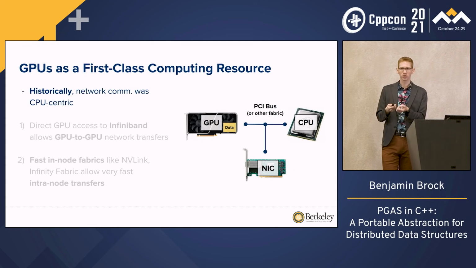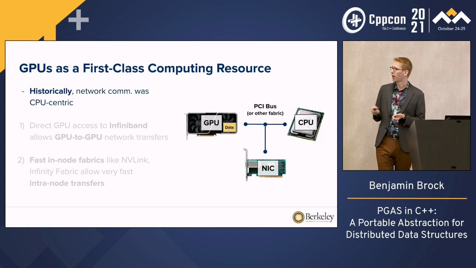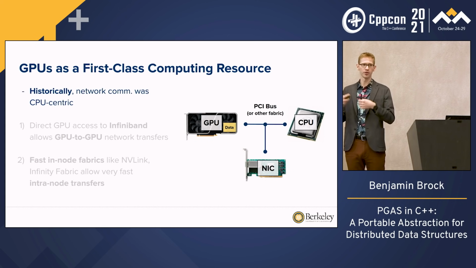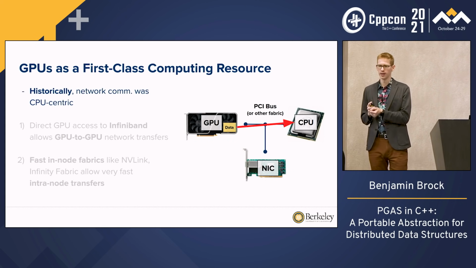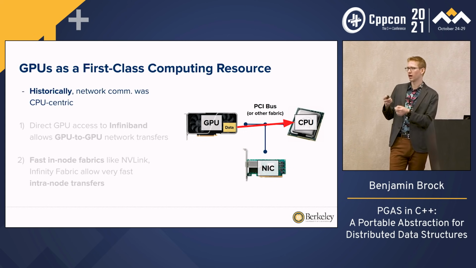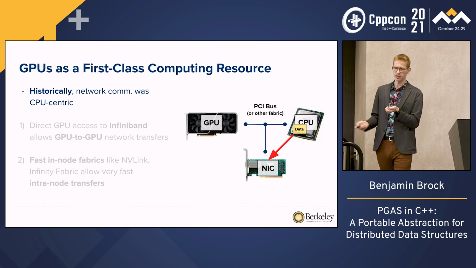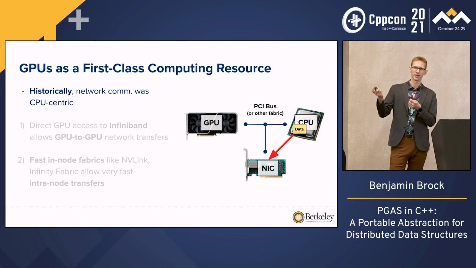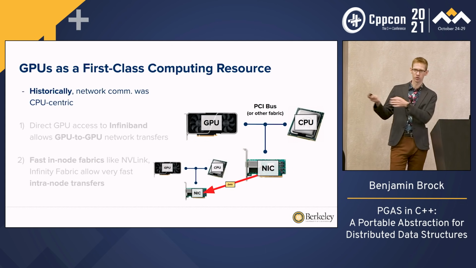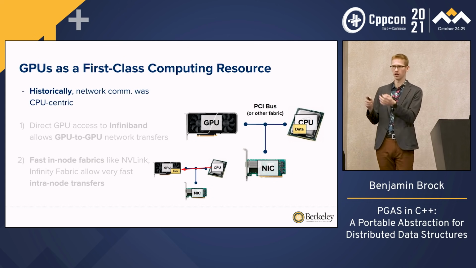So historically, when you had some data on a GPU and you wanted to write it to another GPU, you would have to do a little bit of orchestration. First, you would take the data that was living on the GPU, copy it over this slow PCI bus, it would find its way to the CPU, and then you would copy that data over the network. And it would go to some node, and then you would have to do this orchestration on the other side as well.